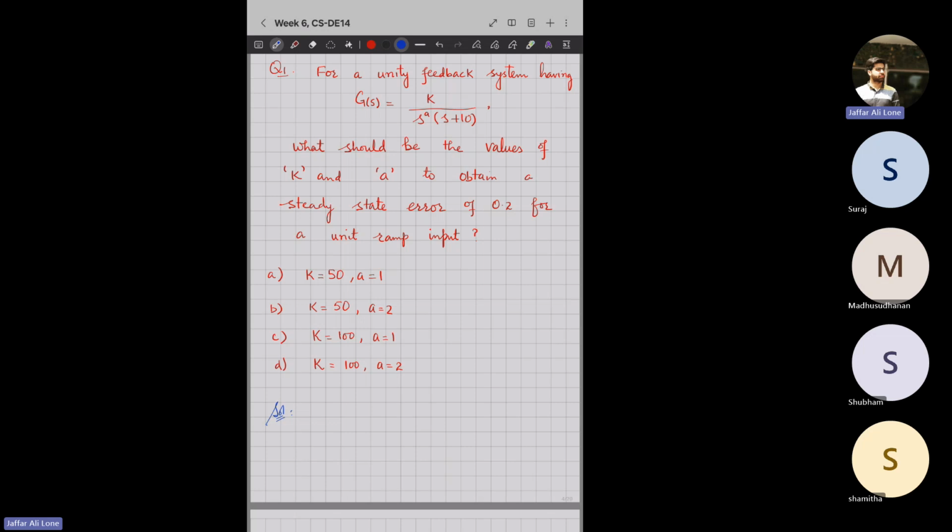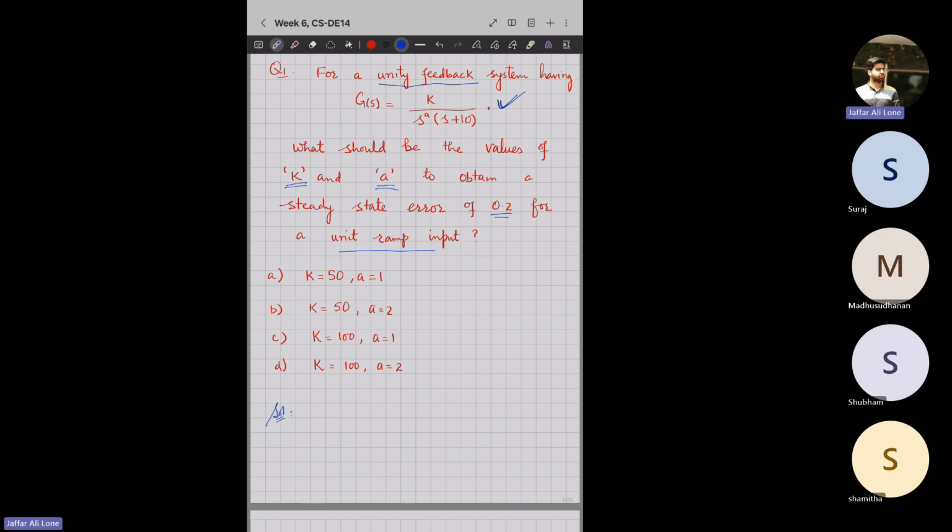Anyway, so we are given a unity feedback. You have to mark the things which are important, so unity feedback is important. You will underline it. You are given a transfer function, and you are asked what should be the value of k. So we have to find the value of k and a to obtain a steady state error of 0.2 for a unit ramp input.